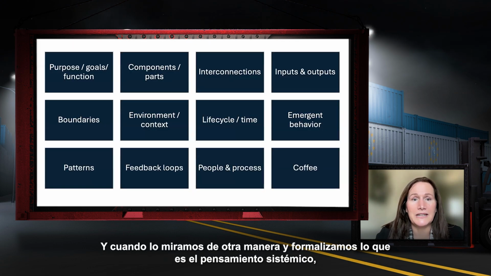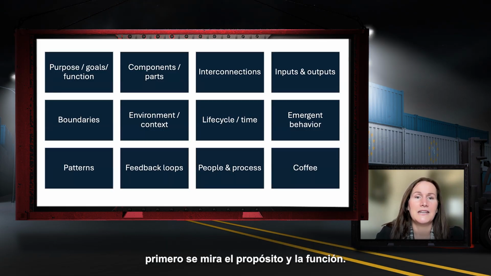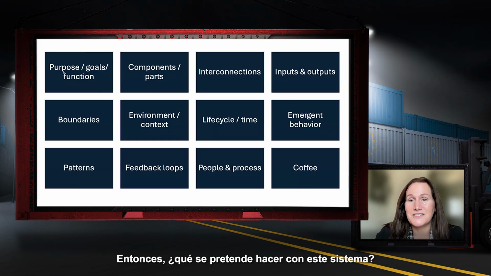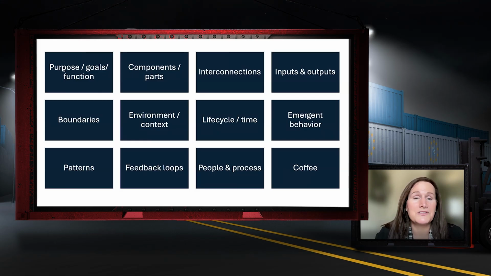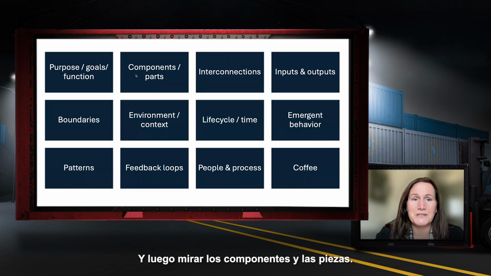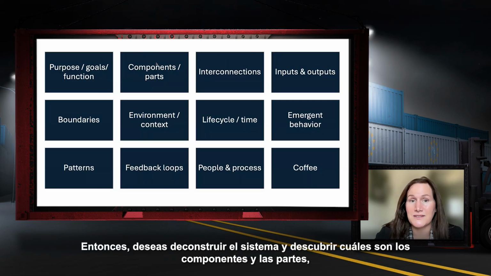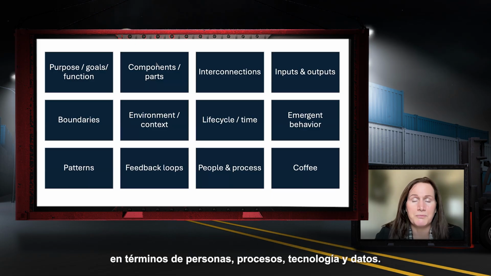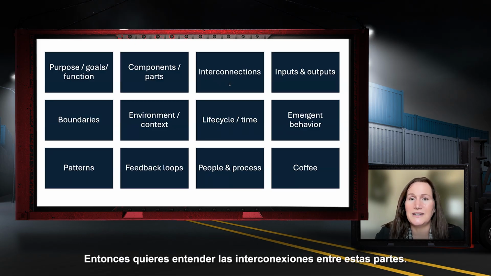And when we look at it in a different way, to formalize what systems thinking is, it is first looking at the purpose and the function. So what is this system intended to do? What is the reason for its being? And then looking at components and parts. You want to deconstruct the system and figure out what the components and parts are in terms of people, process, technology, and data. Then you want to understand the interconnections among these parts.